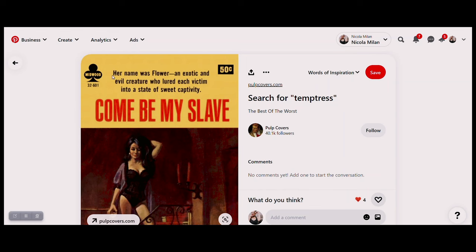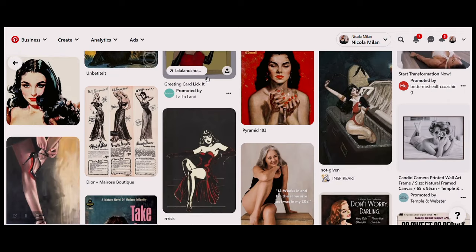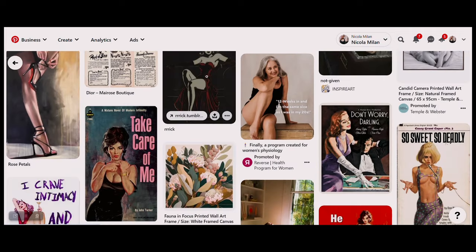Come and be my slave. But this actually doesn't have to be about a sexual thing. This could be something like, come and be my slave, like you enslave people when you're in a relationship, because that's the type of toxic personality that you have. Or it could be just a really fun, tongue-in-cheek song. That could be fun too.